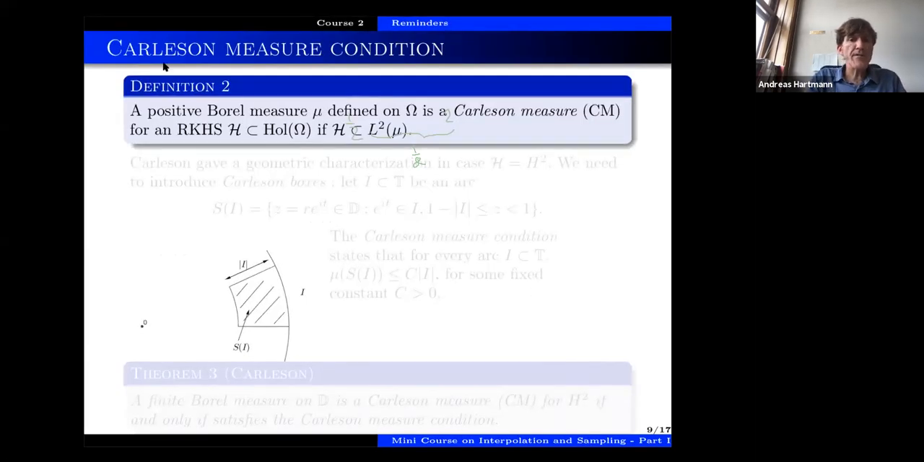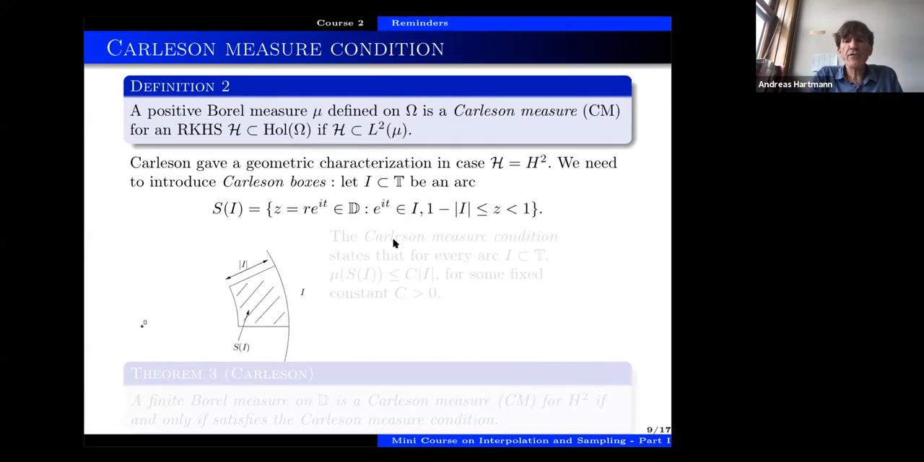Okay, so let me go further. Okay, I have to erase. I will introduce this definition. A positive Borel measure is a Carlson measure if H2 embeds into this L2(mu), and this is characterized by a quite elementary condition, and this is a result by Carleson, which I will cite and which I will not really prove. This is the only theorem today which maybe I will not prove.